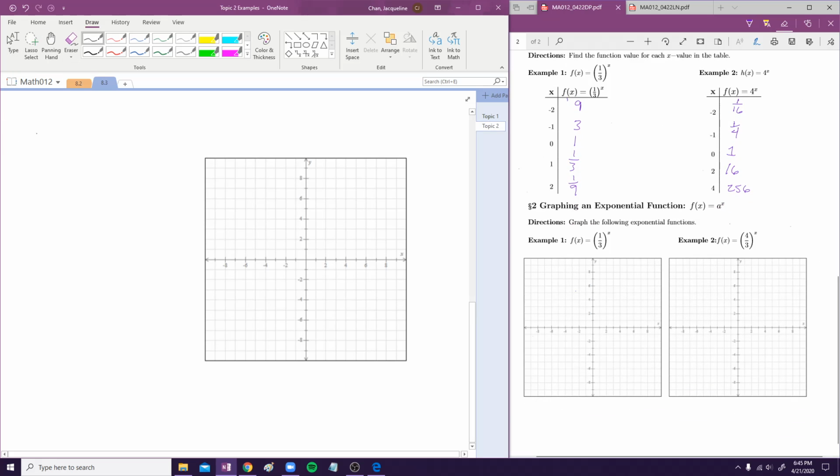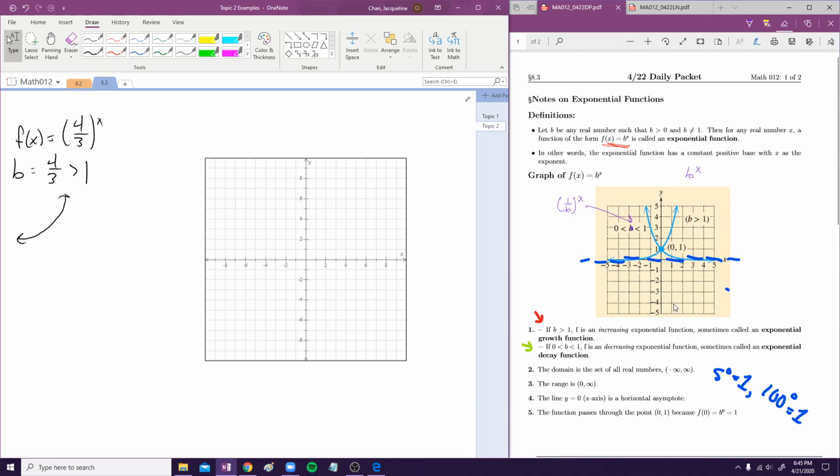Example 2, we want to graph f of x equals 4/3 to the x, okay? So before we graph, I want to look, so b is equal to 4/3. 4/3 is greater than 1. How do I know that? Because the numerator is greater than the denominator. If you actually want to divide it, that's fine, but you'll come to the conclusion it's greater than 1. Since it's greater than 1, what does that tell us? That tells us that our graph is an increasing function.